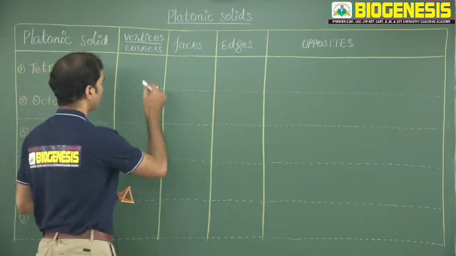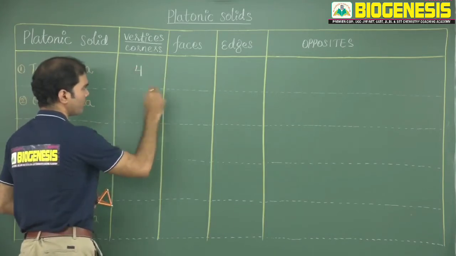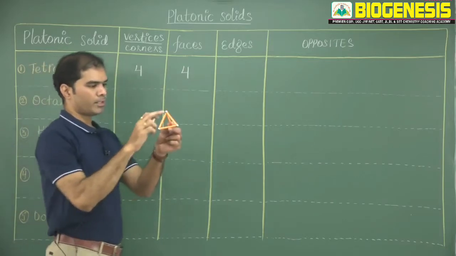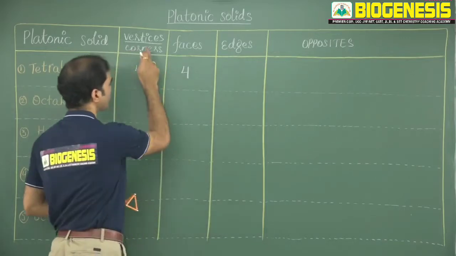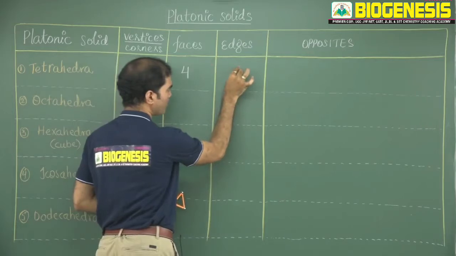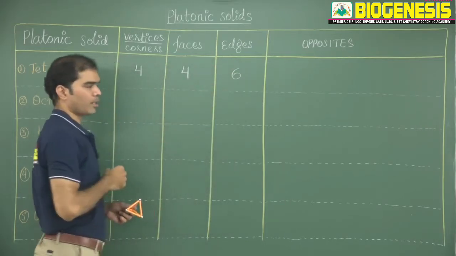So just let us fill up this table. Altogether there are 4 vertices. Tetrahedra, 4 faces. You can directly count the number of edges for a polyhedra, or you can also get it from vertices plus faces minus 2, which will give you the number of edges. 4 plus 4 minus 2 is the number of edges.